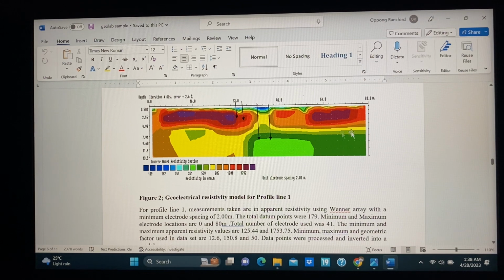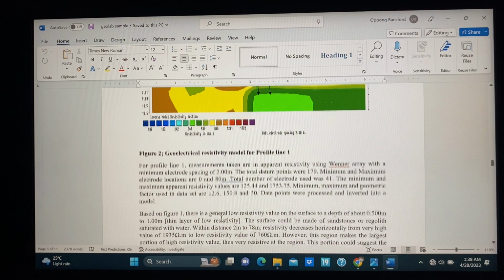So if I want to describe the resistivity of this place, I will say that the horizontal distance is from 7 meters to 79 meters and the depth is 6 meters to 13.5 meters, and the resistivity ranges from 300 to 800. You see the range of the colors. So you can just say 300 to 805. So this is what they wrote here.